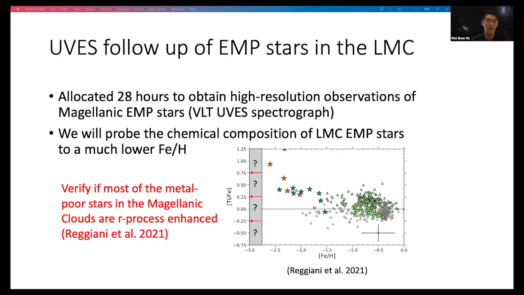Specifically, we will also verify if the most metal-poor stars in the Magellanic Clouds are r-process enhanced, which is one of the key findings by the recent paper by Reggiani et al.